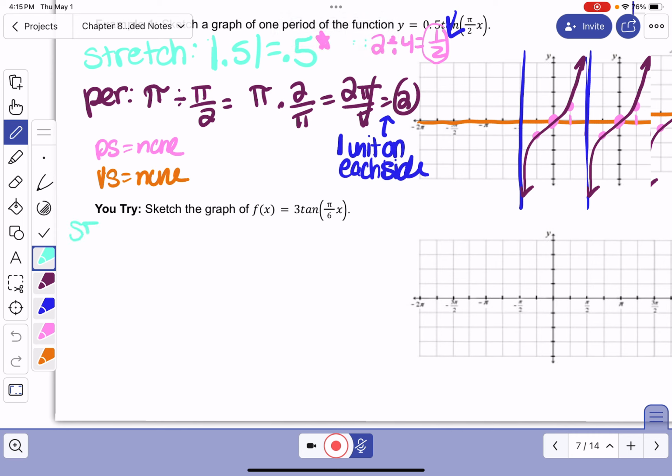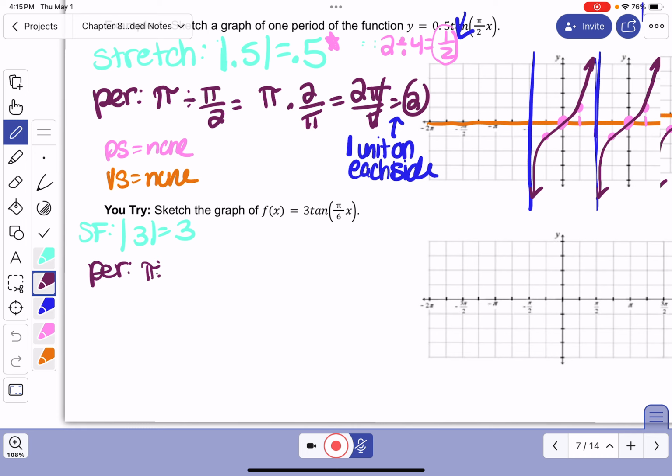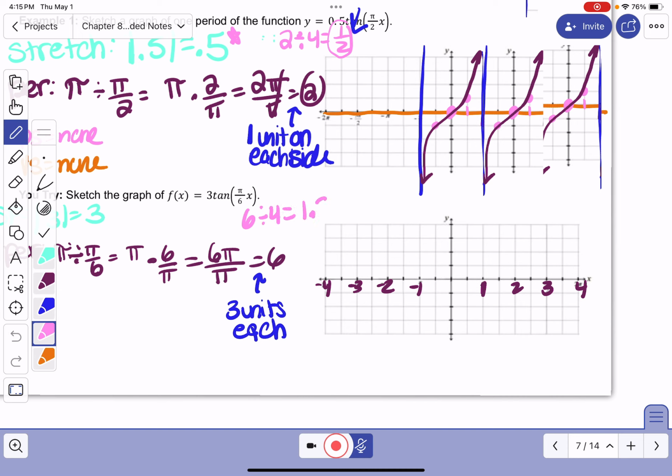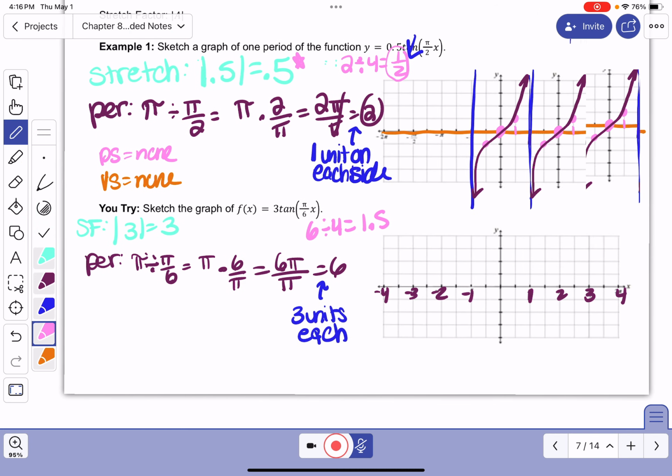So our stretch factor is the absolute value of 3, which is 3. Our period is going to be pi divided by pi over 6, which is pi times 6 over pi, which ends up being 6. So again, I'm going to change these to 1, 2, 3, 4, -1, -2, -3, -4. The 6 tells us we're going to go 3 units on each side. And then if I do 6 divided by 4, I get 1.5. So that's going to tell us where to do our stretch factor.